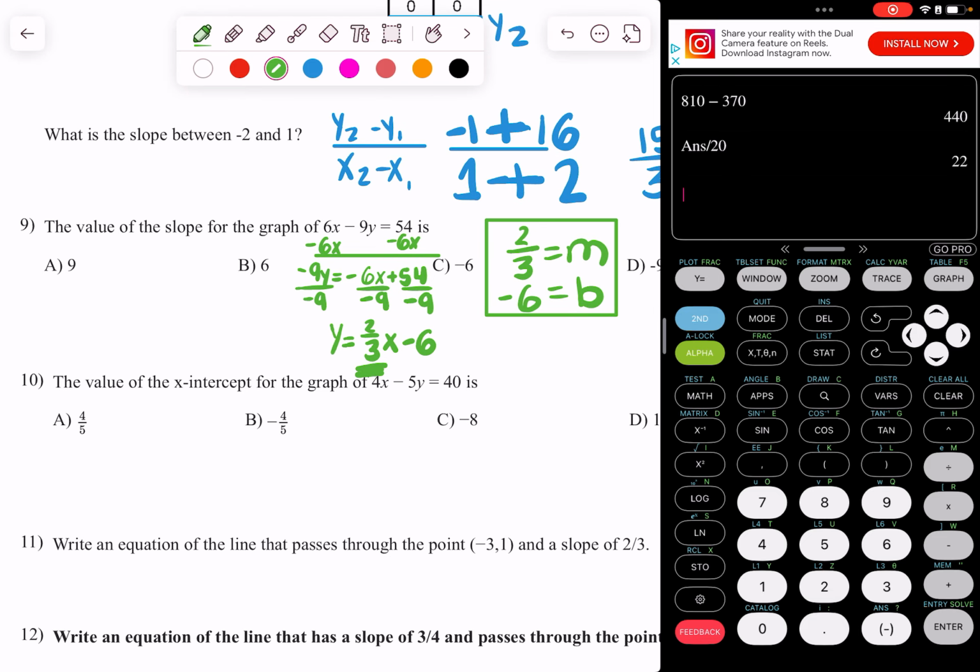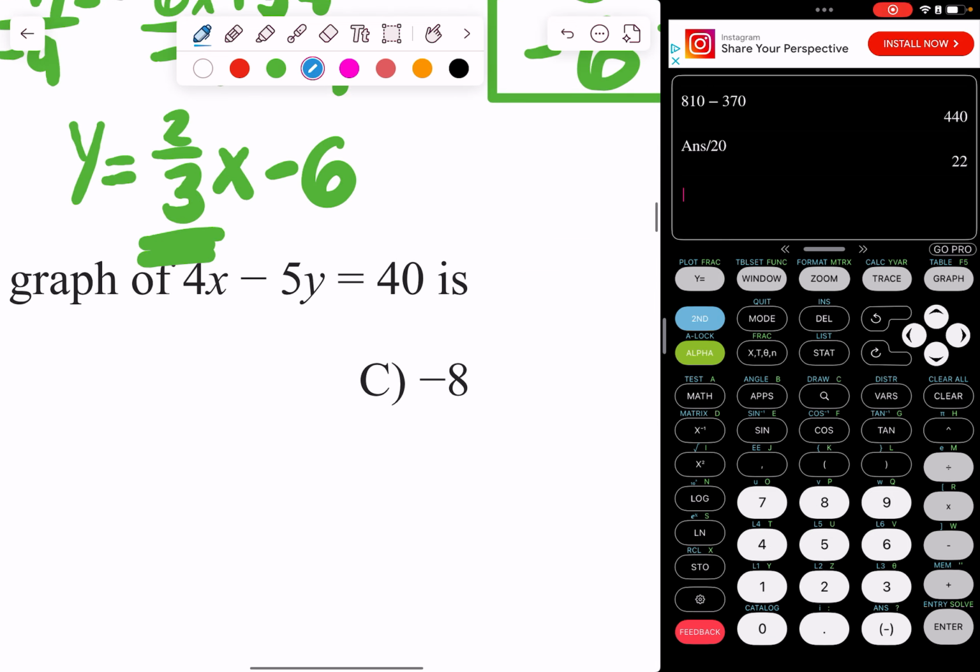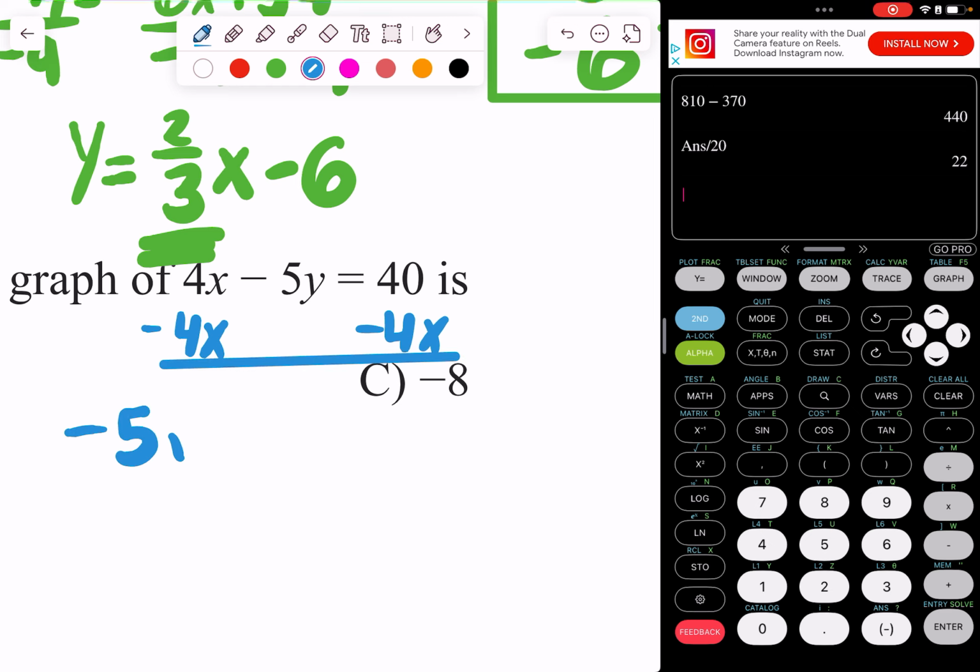Number 10 says, what is the y-intercept of this graph? Again, you cannot tell me slope or y-intercept until you make this equation y equals. So, to get rid of the 4x, we're going to subtract 4x. Make sure on the left side we write -5y. A lot of us forget about that negative. Then put the x first, and the 40 is positive, so put a plus. Now we're going to divide all three numbers by -5.